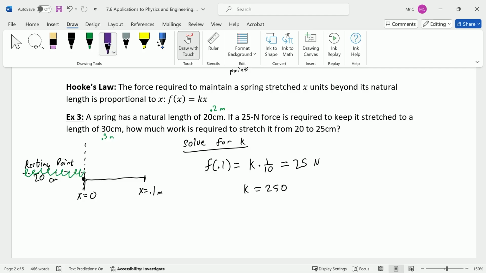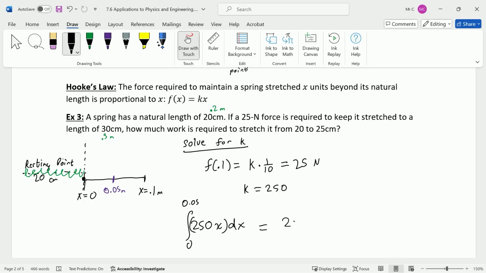Now, I'm asking how much work is required to stretch from 20 to 25 centimeters. So I'm actually concerned with this point, which is 0.05 meters. So the integral that I want to take is the integral from 0 to 0.05 of kx dx, right? 250x is my function, k times x. I integrate it from 0 to 0.05.